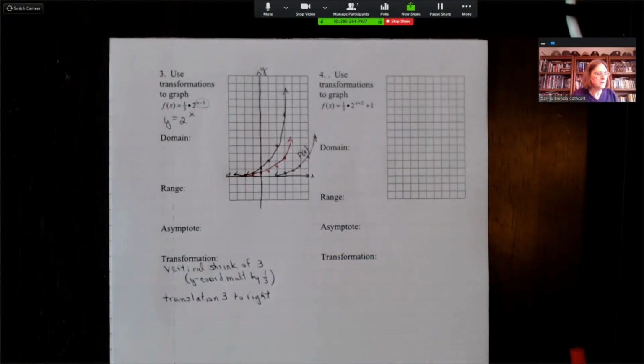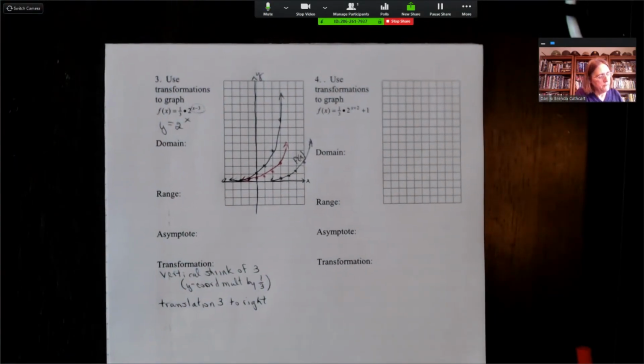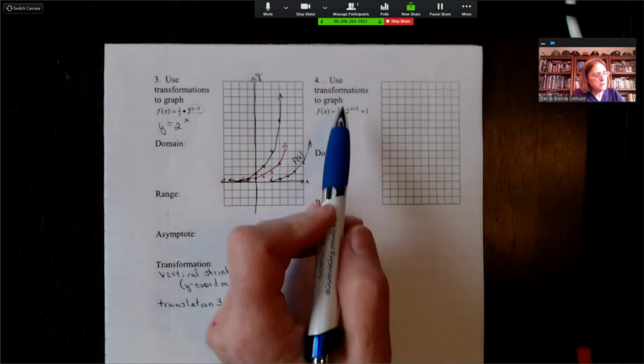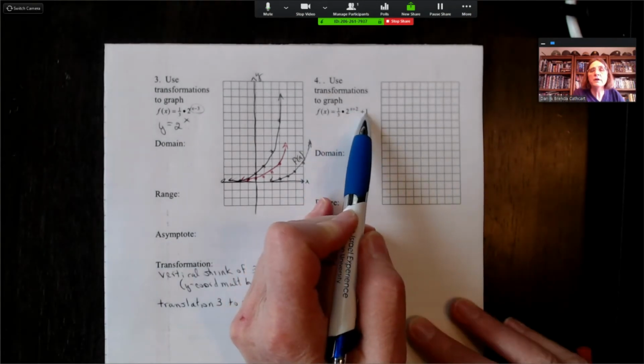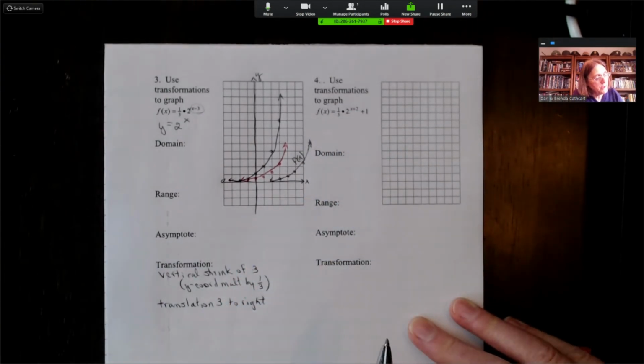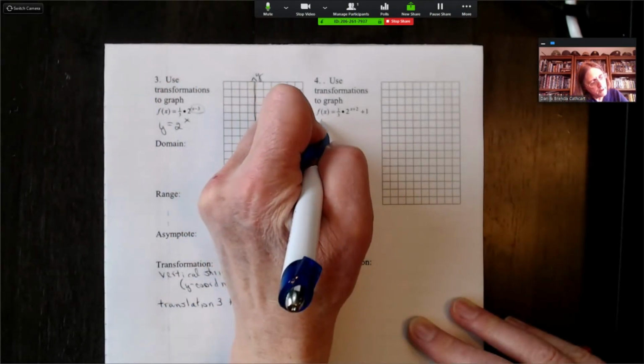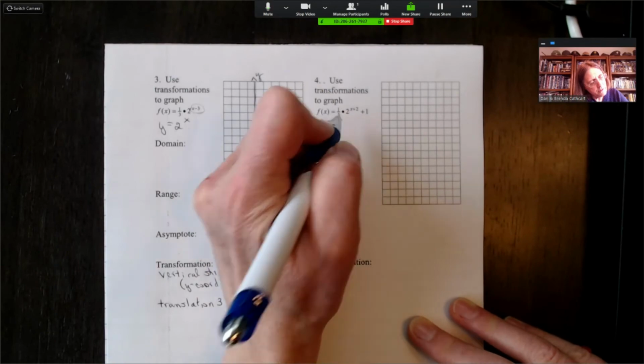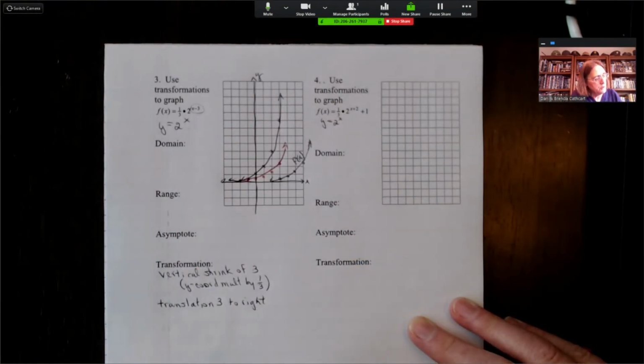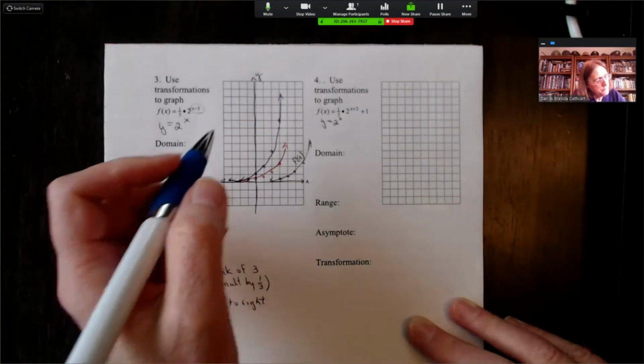Okay, let's do another one using transformations. We have f of x equals 1/3 times 2 to the x plus 2, plus 1. We see a couple of things that were the same as our graph before. We have our parent function is y equals 2 to the x. And so let's start with that again.